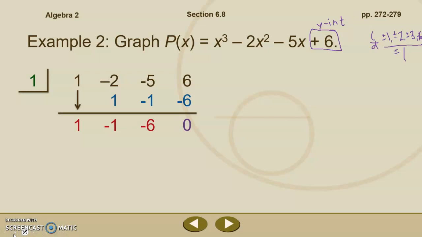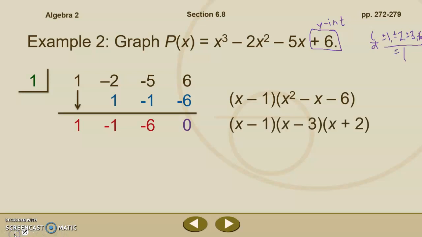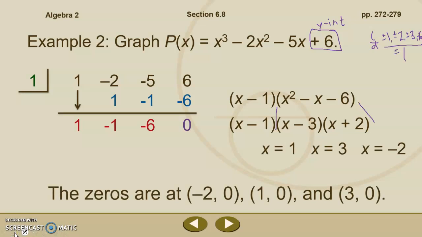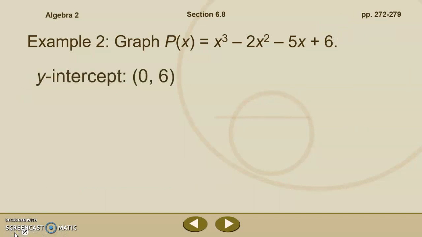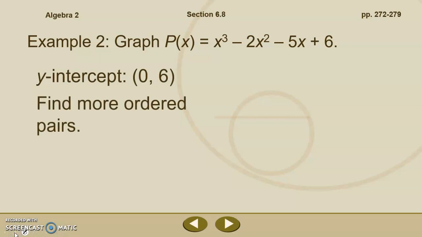We now have our depressed polynomial here. So we have x squared minus x plus 6. We can then use factoring to go ahead and factor this into x minus 3 and x plus 2. So we have our 3 roots there for our x cubed term. Using the zero product property, we'll set each of those equal to 0, and we find out that our roots, or our zeros, are at x equals 1, x equals 3, and x equals negative 2. Our y-intercept, we already stated, was (0, 6).